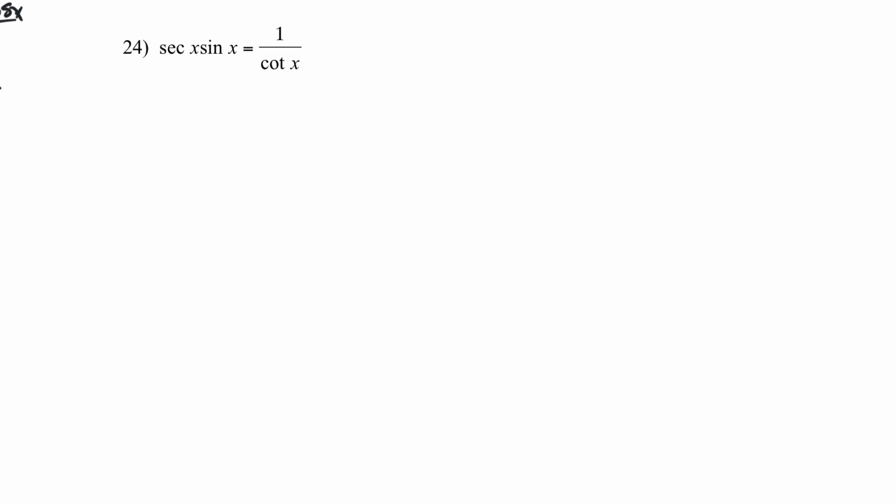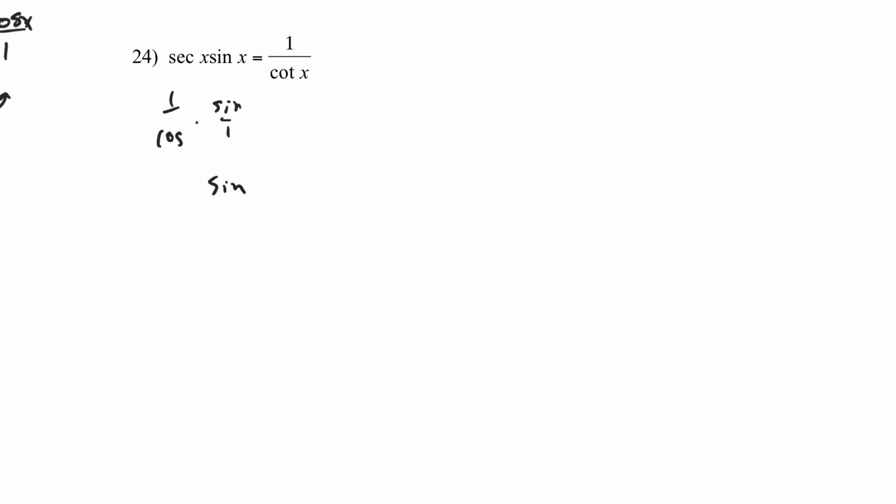The left side, definitely. You're going to get 1 over cosine times sine over 1, which is sine over cosine, right? That's equal to tangent, right? And that's equal to 1 over cotangent.